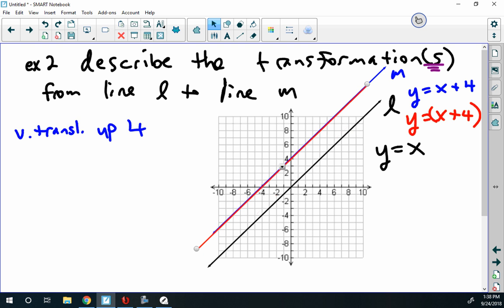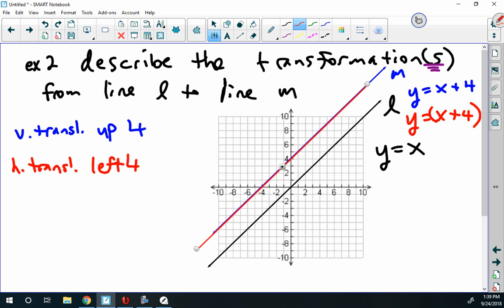Isn't that weird? How when I drag something 4 units to the left, it's the same thing as dragging that line up 4 units? That's one of those anomalies about lines. So this is also a horizontal translation, left 4. Did you catch that little thing about the parentheses, how that worked?